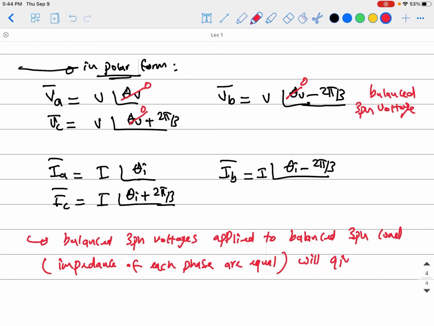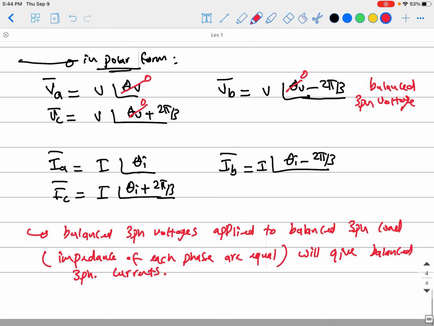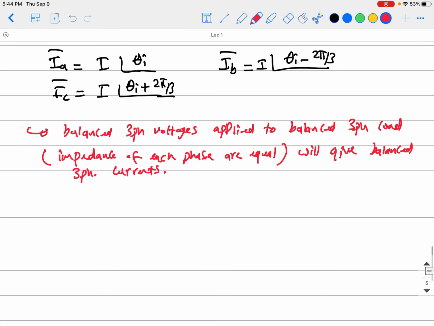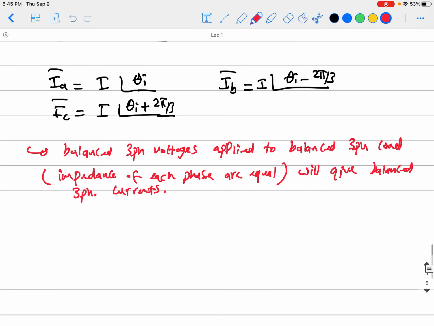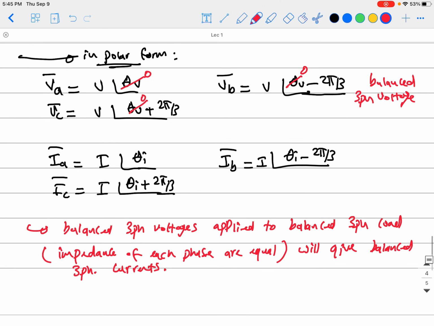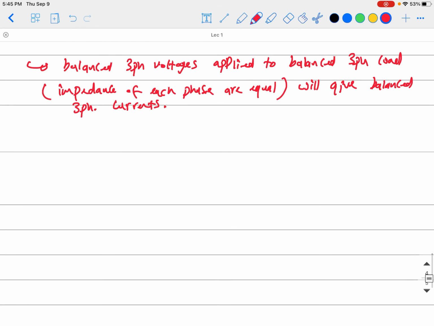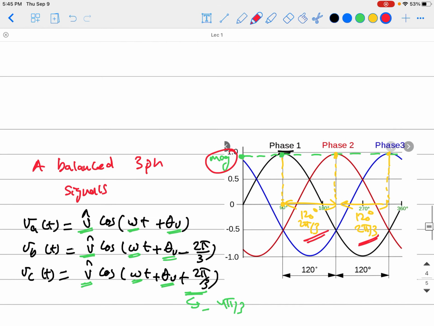will give balanced three-phase currents. Okay, guys? So if you have balanced three-phase voltage, the same magnitude and fixed phase shift of 120 degrees applied to three-phase loads impedance will give you balanced three-phase currents. Okay, but how can this be applied or all that stuff?